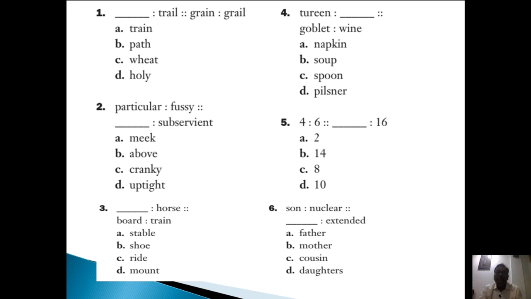Let's check. Terrine equal to what? Goblet equal to wine. A terrine is used to hold soup and a goblet is used to hold wine. The relation is given: terrine holds soup, and goblet holds wine. This kind of relationship is there.